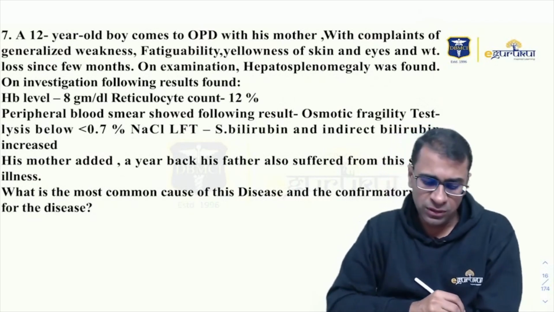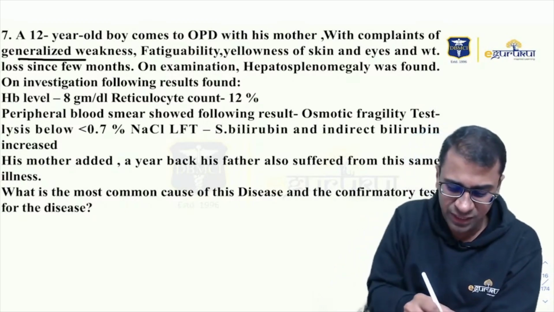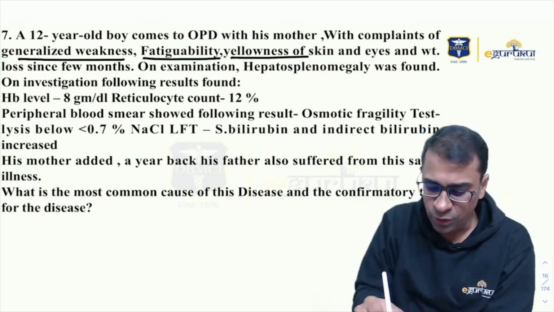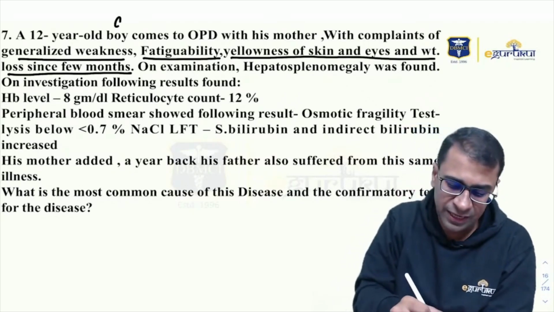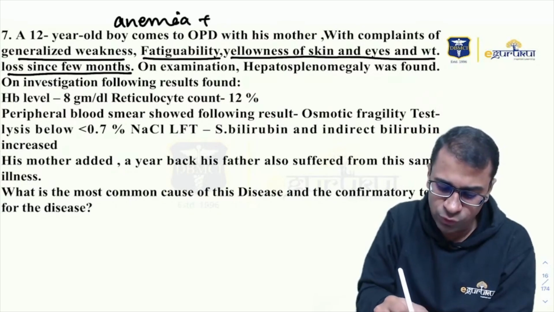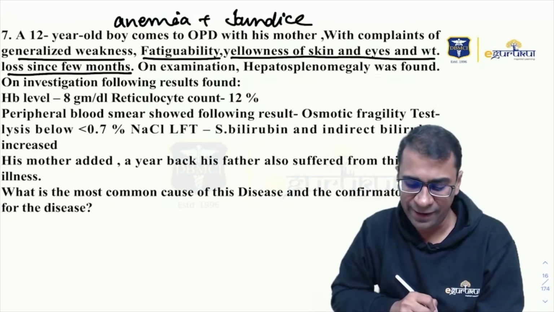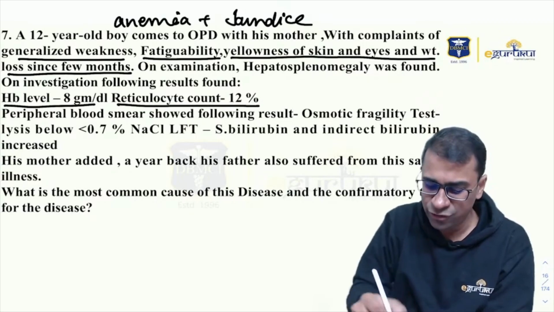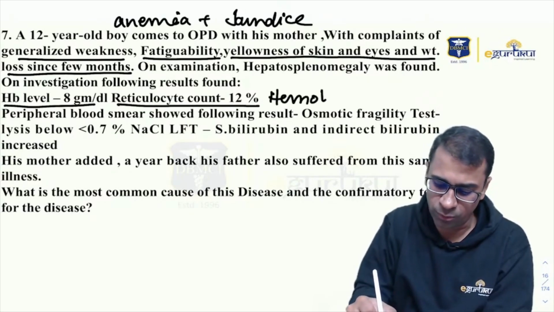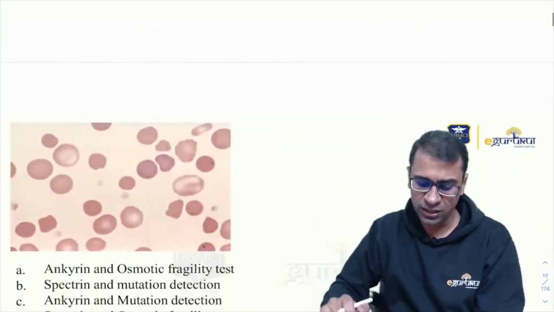Let's read the question. A 12-year-old boy comes to OPD with his mother with complaints of generalized weakness, fatigue, yellowish color of skin and eyes, and weight loss for a few months. So he has a case of anemia and he also has jaundice. On examination, hepatosplenomegaly was found and hemoglobin is 8, again proving anemia, which means he has hemolytic anemia, no doubt about it. The peripheral smear shows the following results, and there is osmotic fragility.